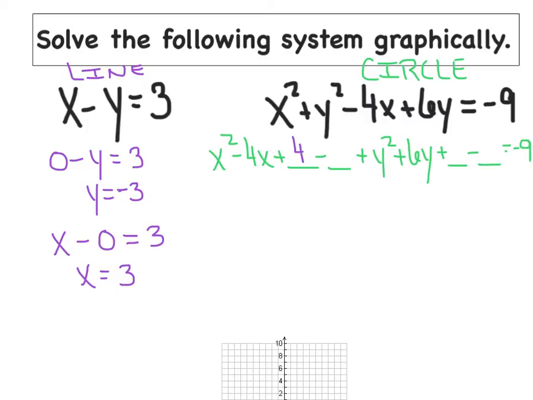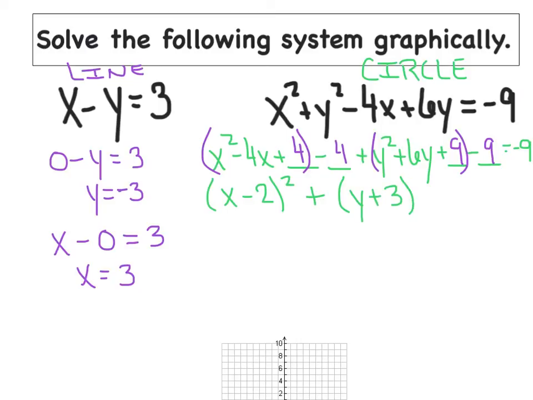What's going in those magical spaces? Looks like I'm going to do +4 minus 4. I'm going to do +9 minus 9. And I'm going to focus on grouping them right here and right here. Let's see. I'm going to get x minus 2 quantity squared plus y plus 3 quantity squared.